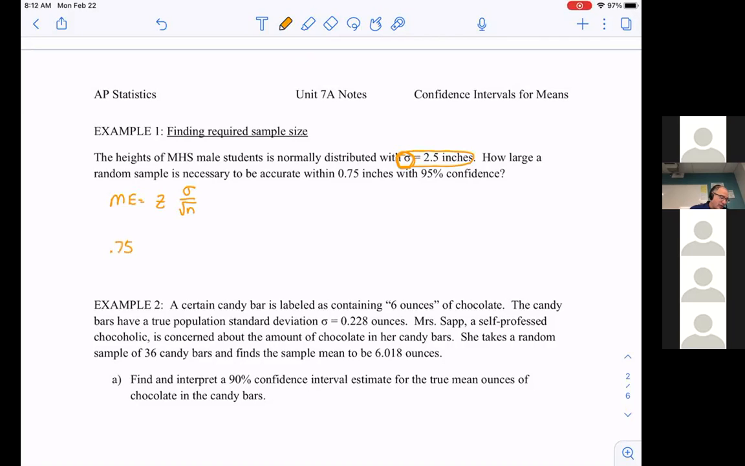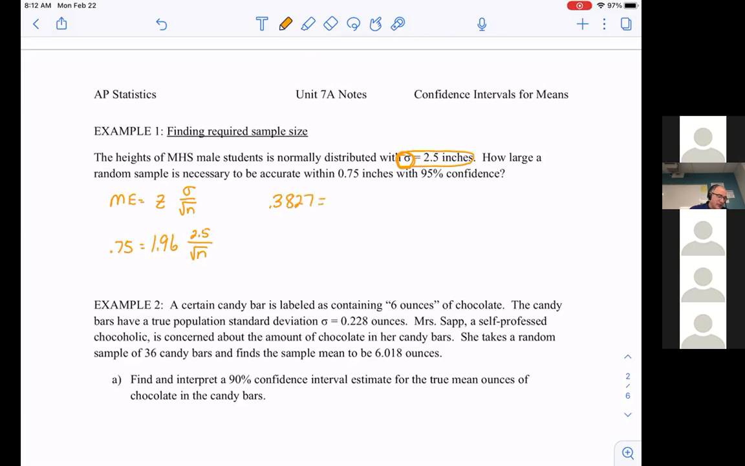So we have 0.75 is equal to, I was trying to be 95% confident, so that means my critical value is 1.96. My standard deviation was given to me at 2.5. And we have the square root of n as my unknown. So here's where your algebra skills have to kick in. We'll divide over the 1.96 first. We'll go ahead and kick all the steps in.